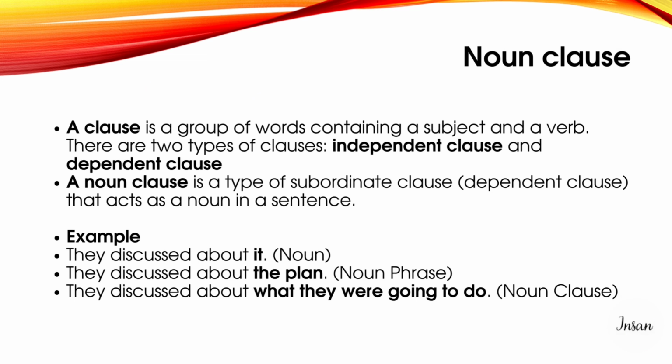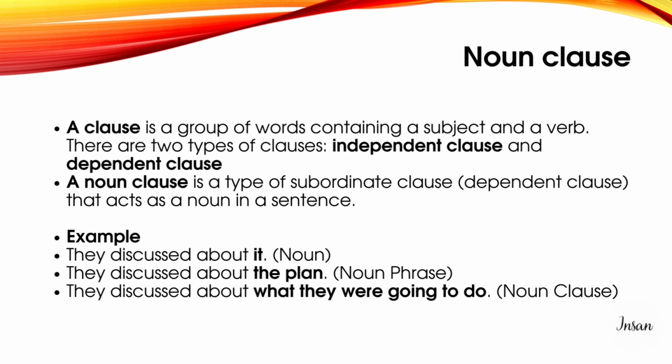Noun clause. Before I explain a noun clause, I would like to explain a clause. A clause is a group of words containing a subject and a verb. There are two types of clauses, independent clause and dependent clause. A noun clause is a type of subordinate clause or dependent clause that acts as a noun in a sentence. Let's take a look at the examples.